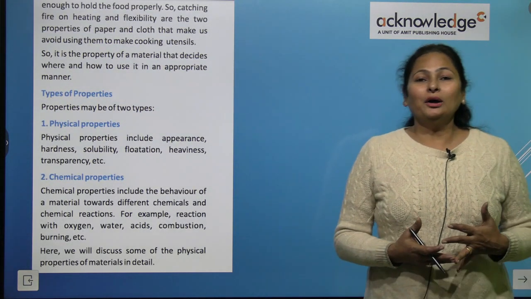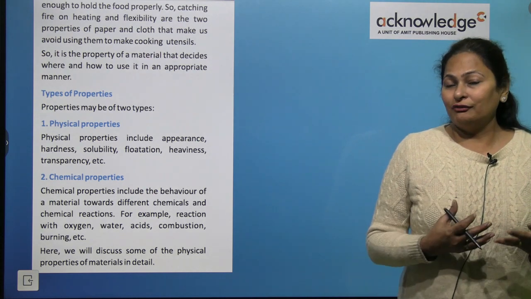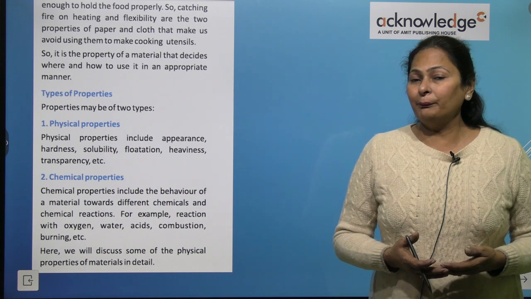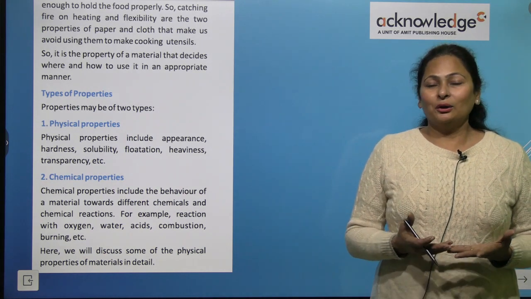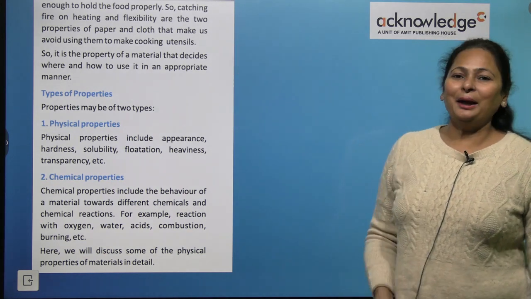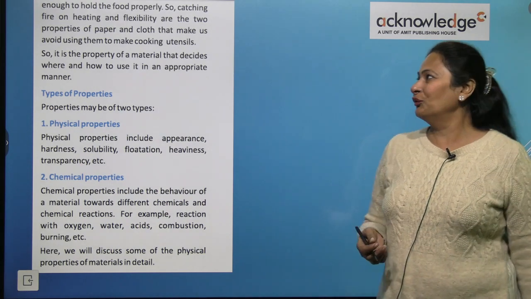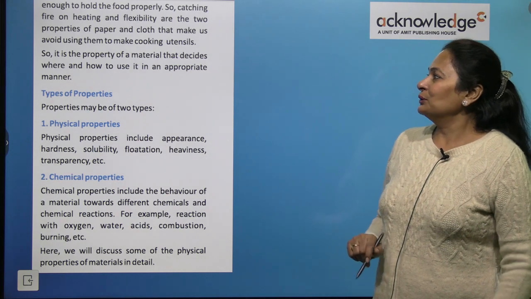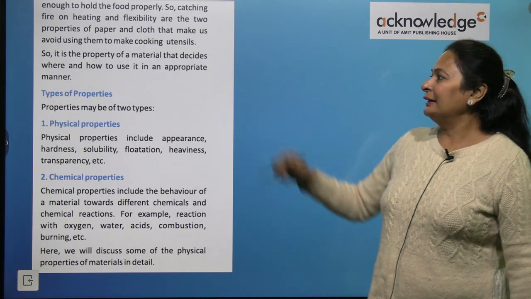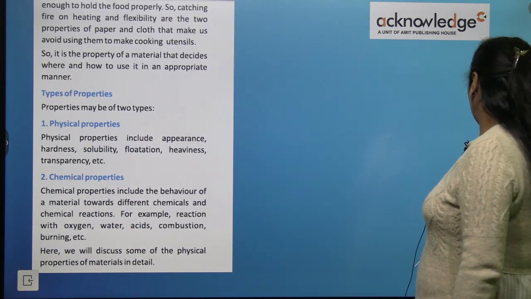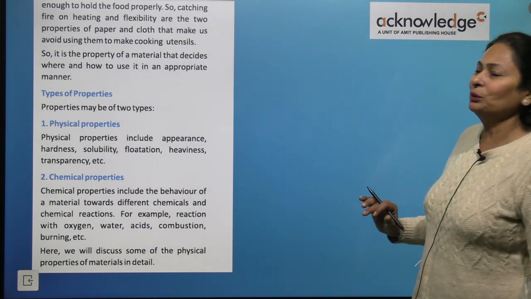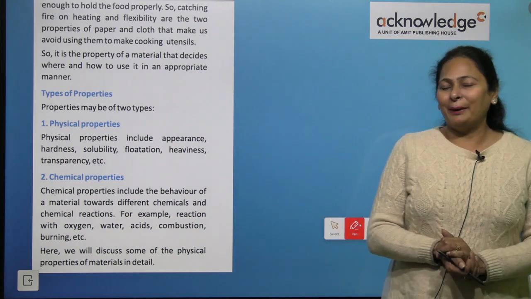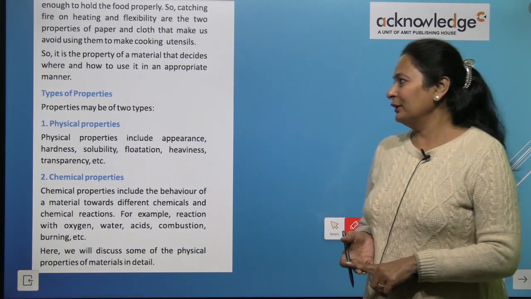The material must be strong enough to hold the food properly. Again, let's take the example of utensils only. If it is made with paper and cloth, what will happen? It is not able to hold the food and it will catch fire, right? So the property of a material decides where and how we need to use it in the appropriate manner. This is very important, kids.